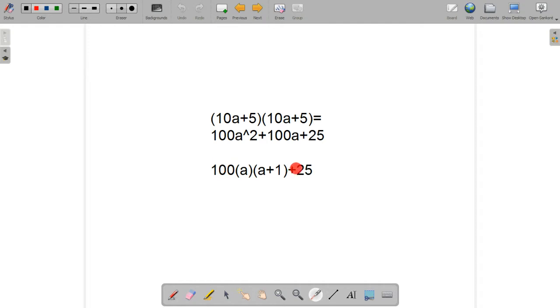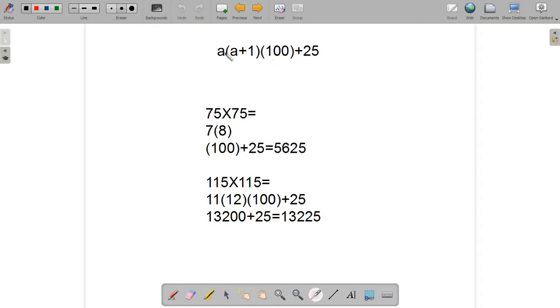So here is an easier to look at version of the formula. As you can see, you're multiplying a times a plus 1. So let's say you're multiplying 15 times 15. The 1 is going to be the a. 1 times 2 is 2. And you're just multiplying times 100. That's 200, plus 25, so 225.